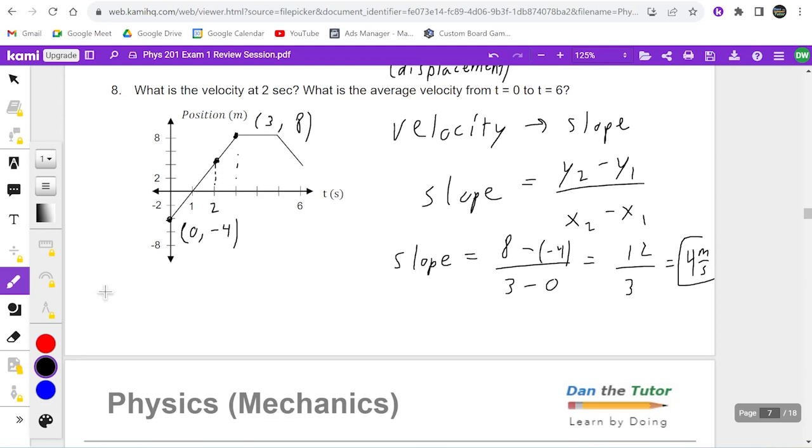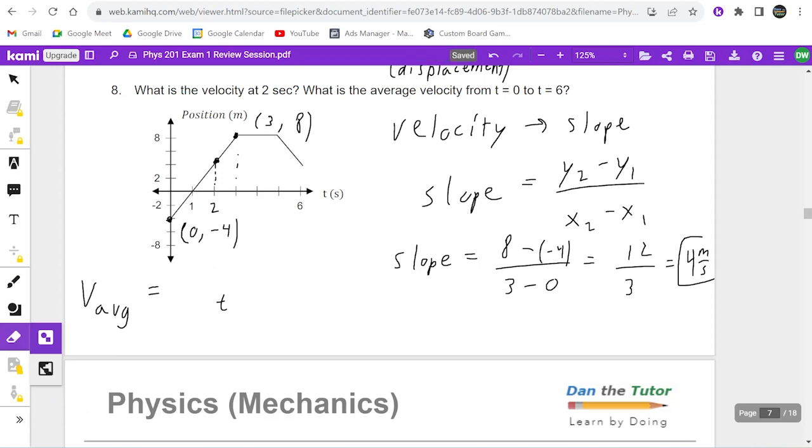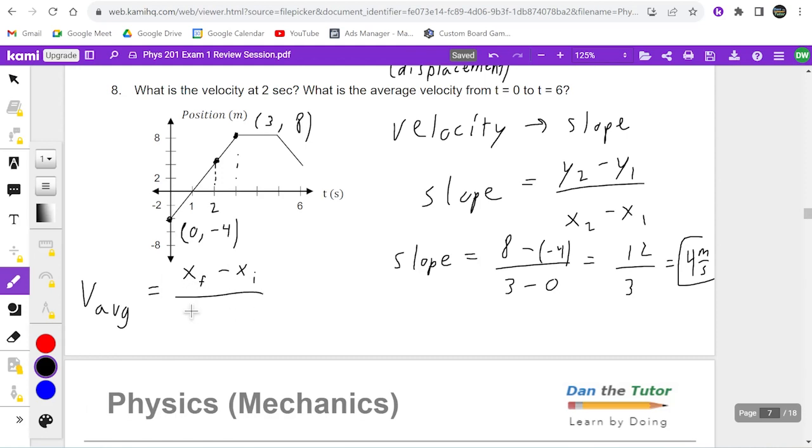And now average velocity. Remember, average velocity, don't you dare look at the slope. We just have to use this formula, delta x over delta t. Personally, I don't even like writing delta. I think it's confusing. I'm going to write x final minus x initial over time final minus time initial. Cut to the point. This is what it means. And we're looking at 0 to 6. We already have the point 0. The point 6, I guess, lines up with positive 4. So that point 6, 4.